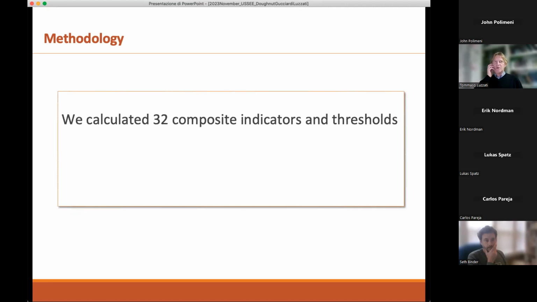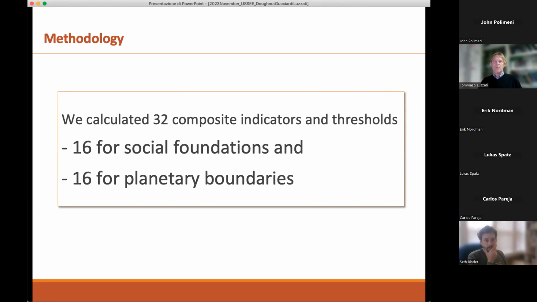And for this reason, we try to mitigate this problem by adopting a robustness approach. And so we calculated 32 composite indicators and thresholds, 16 for social foundation and 16 for planetary boundary.